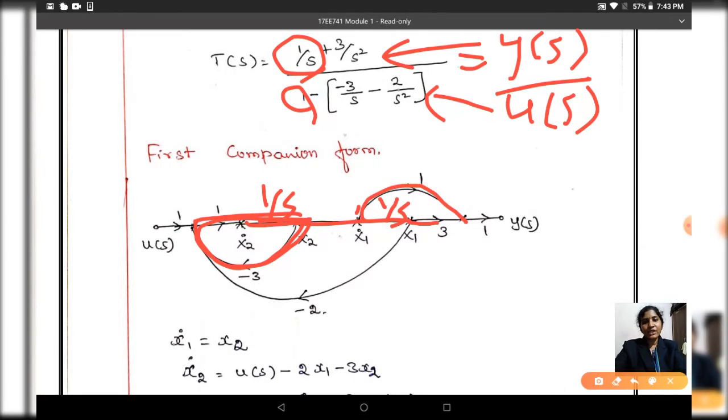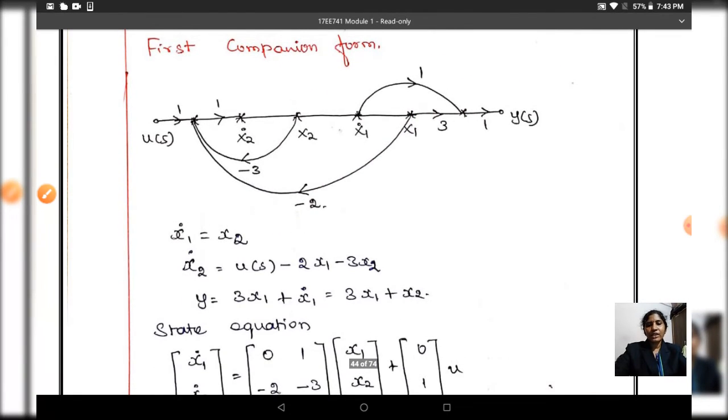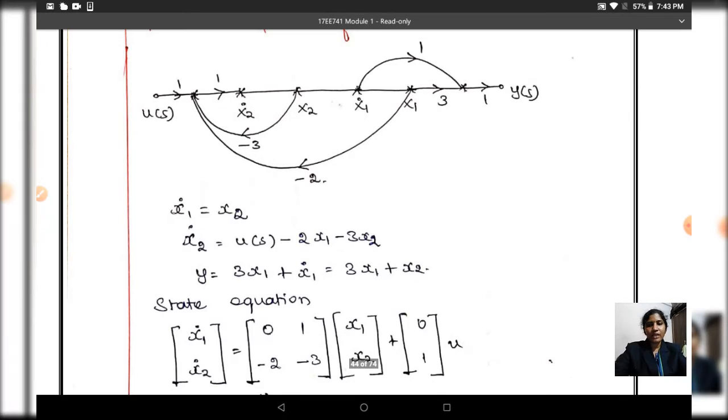The second one is minus 2 into s square. So here we have 1 by s into 1 by s. Along with this, I should connect minus 2 and then multiply it with u of s. This is how you need to draw your signal flow graph. After drawing the signal flow graph, we need to write what is x1 dot, what is x2 dot and what is x3 dot. Later the formation of the matrix is the same.